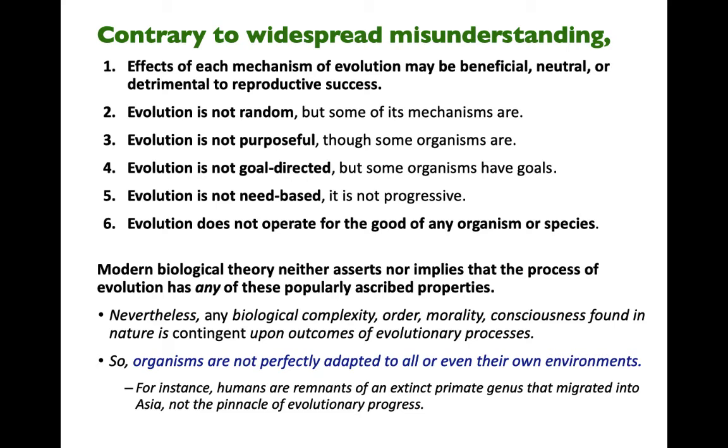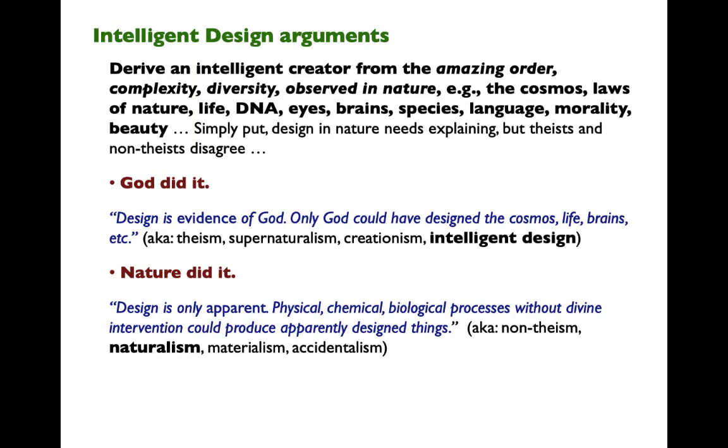evolutionary progress. Intelligent design arguments derive an intelligent designer, creator, from the amazing order, complexity, diversity observed in nature. For example, the cosmos, laws of nature, life, DNA, eyes, brains, species, language, morality, beauty. Simply put, design in nature needs explaining, but theists and non-theists disagree. ID people think God did it, God necessarily was involved. Non-ID people, naturalists, for instance, think nature did it, nature alone could have done it, no God is necessary.